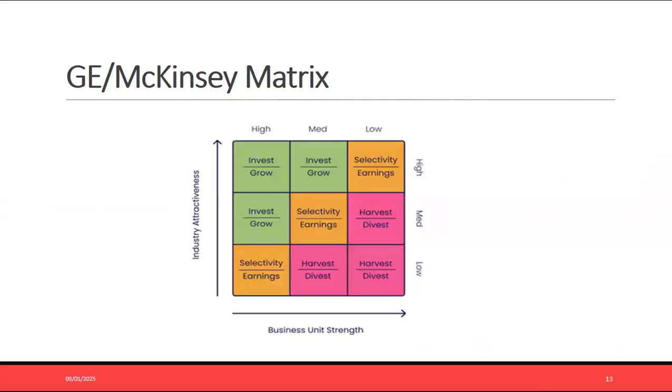So this is the 9-box grid, right? This is the 9-box grid of the GE matrix. For the BCG matrix, you have just 4, okay? You have 4 main categories, but the GE matrix has 9 categories. On the horizontal, you have the business unit strength, okay? And then on the vertical, we have the industry attractiveness, okay? So from here, you realize that the industry attractiveness moves from low to high, okay? So you have low, medium, and high.